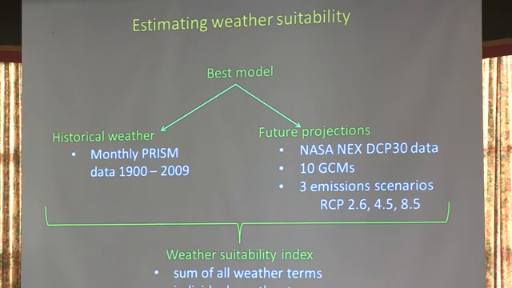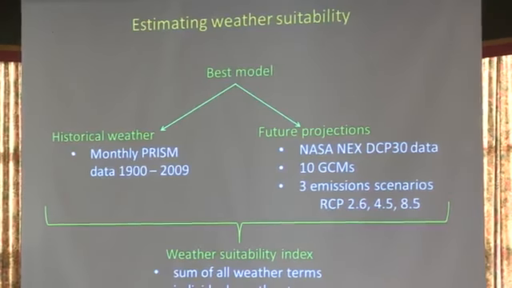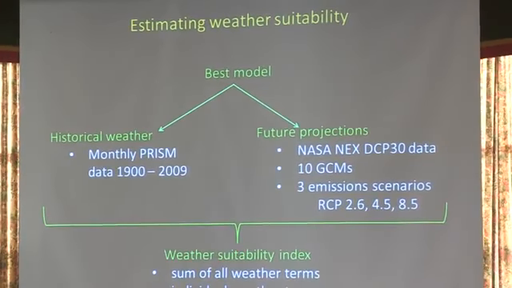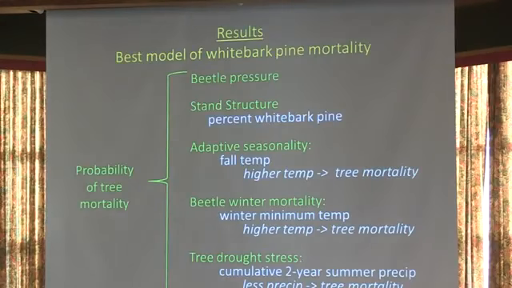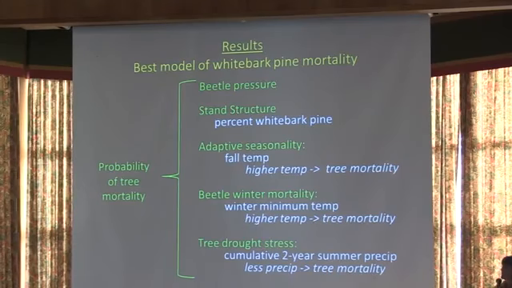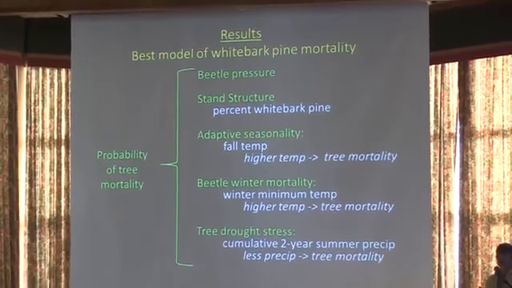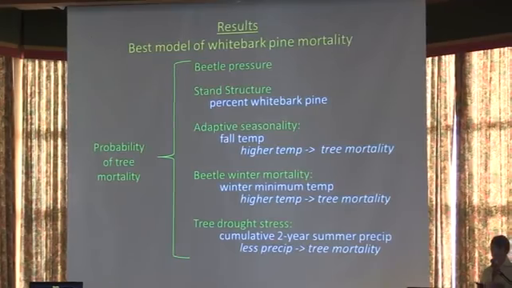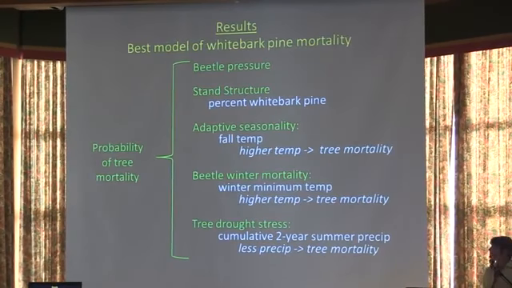Then to calculate a weather suitability index, we can do this in 2 ways. One is the sum of all of the weather terms in the model, and the second is the individual weather terms in the model. So these are the results. For the best model, stand structure is the one for which we do not have a lot of great information across this resolution and spatial extent, but we use the percent whitebark pine, how many 30-meter pixels within each 1 kilometer cell were identified as whitebark pine.